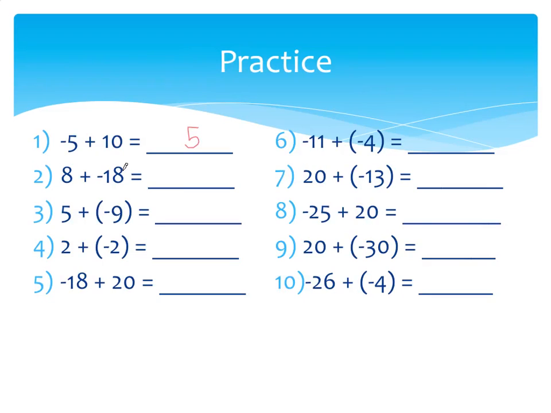All right, let's move on and try another one. Number 2. 8 plus negative 18. Again, I'm going to ask myself the question every time, are the signs the same? My answer in this case is going to be no again, because I have a positive number here and a negative number here. All right, so I find the difference. I'm going to look for my larger numeral, which is 18. 18 minus 8 gives me 10.